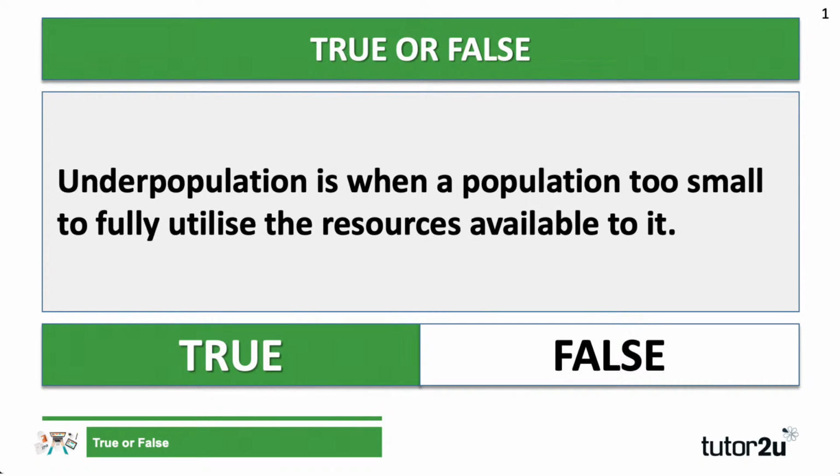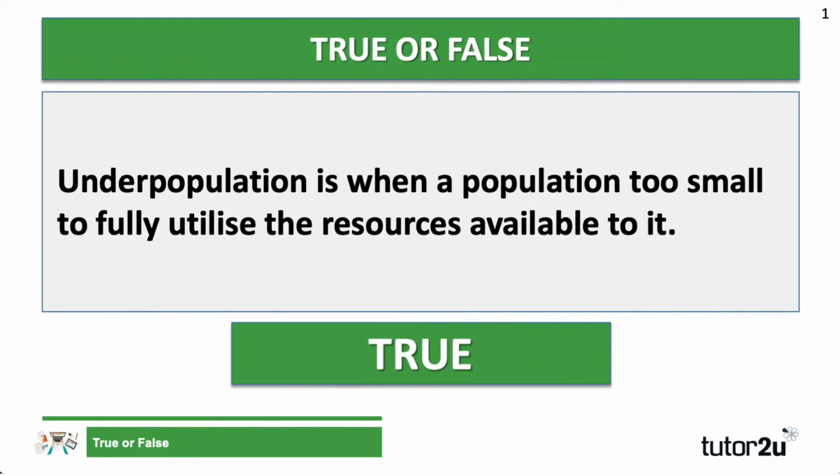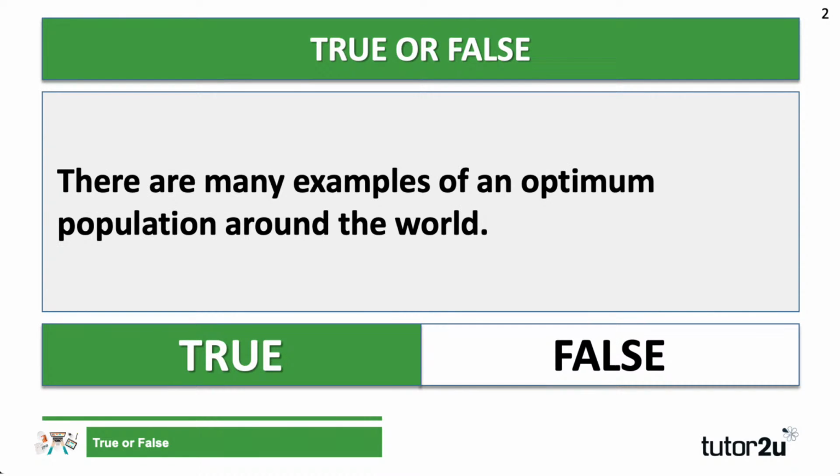Lots of correct answers, and the correct answer is, of course, true. This is true because underpopulation is when a population is indeed too small to fully utilize the resources available to it. Let's have a look at the next statement that could be true or false. There are many examples of an optimum population around the world. Is that true or false?